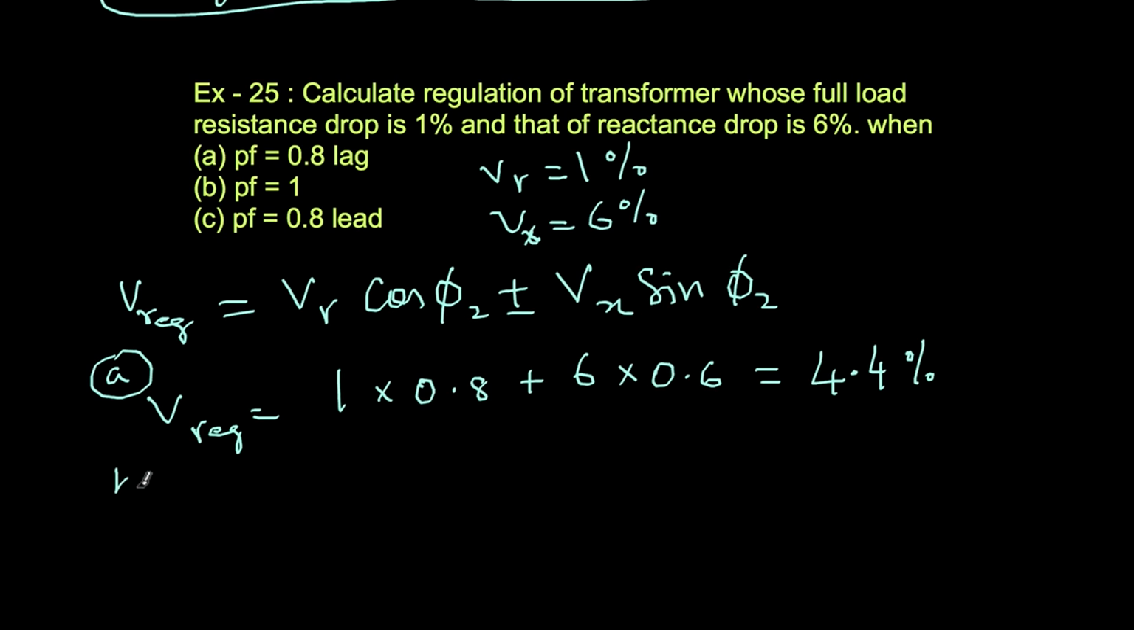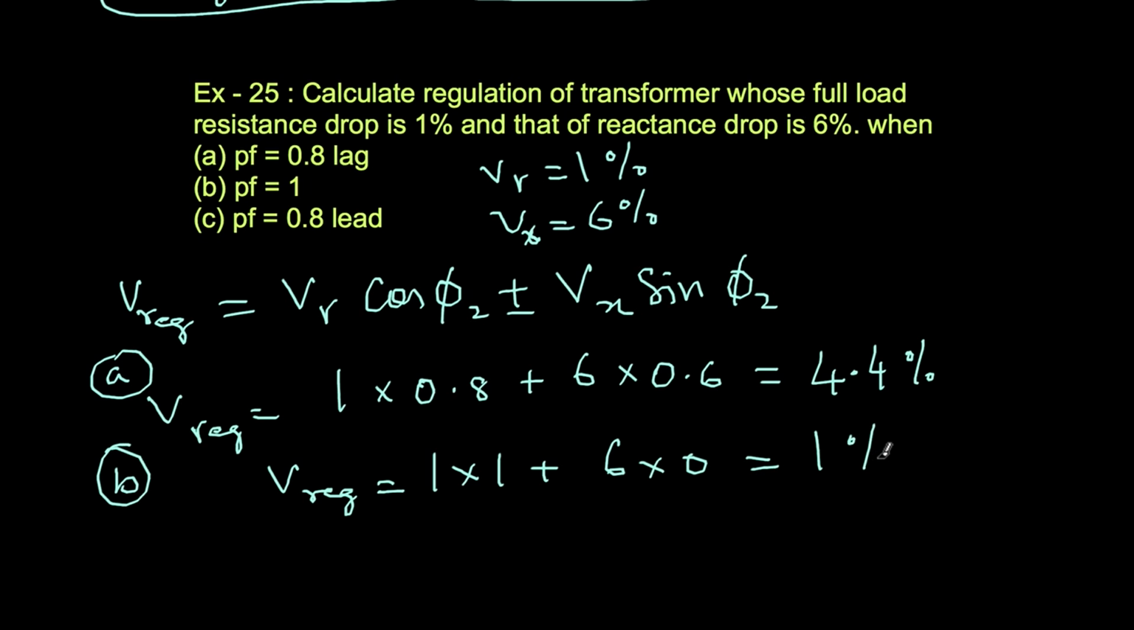Now let's take the second case. Power factor is 1. Therefore voltage regulation will be 1 into 1 plus 6 into 0, because cos phi is 1, sin phi will be 0. So this is nothing but 1%. So even under the unity power factor, the voltage is slightly reducing by 1%. This is the voltage regulation.